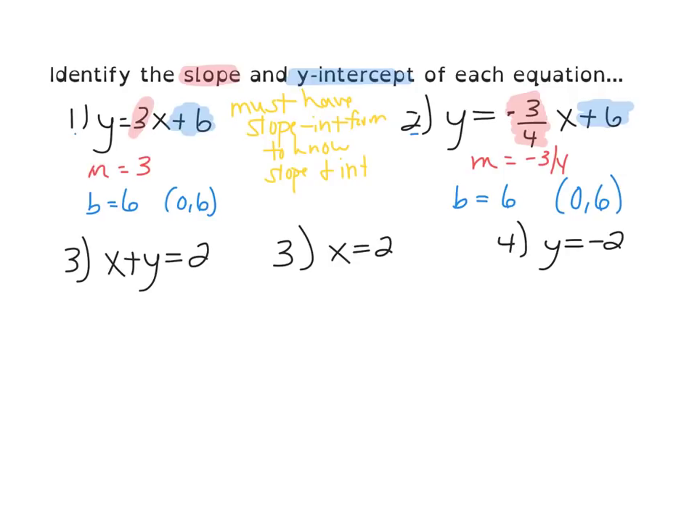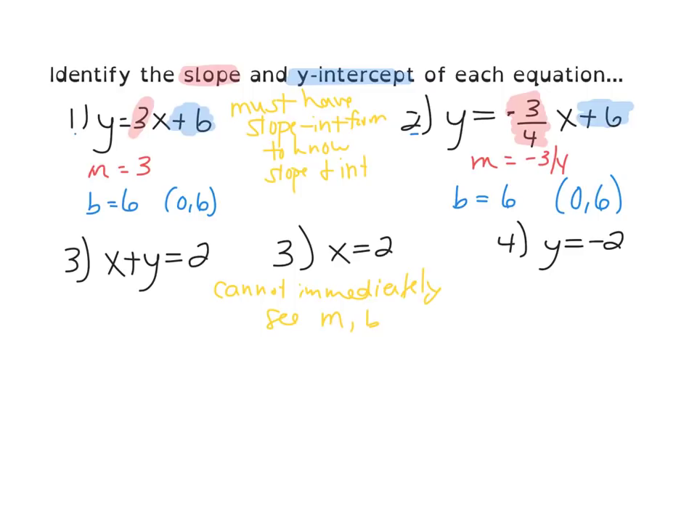But if we go down here and we look at the second number 3, and then number 4, they are not in slope-intercept form. So we cannot immediately determine the slope or the b value. We have to do some other work. Now that could be one of two different things, or maybe 3 or 4. We've got to decide what to do here.